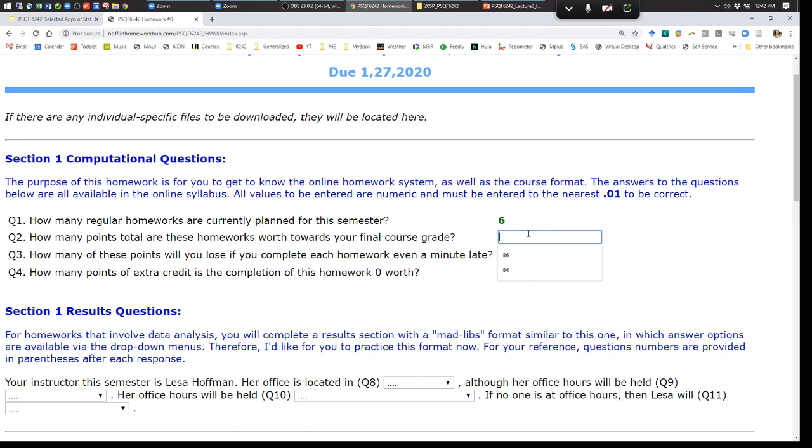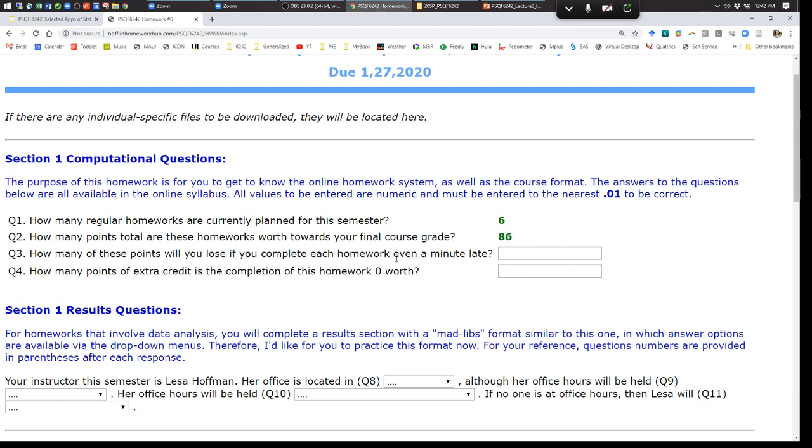3? 3 for being late. How many points total can you accumulate towards what's supposed to be 100 points? It's 86, yes. Oddly specific, I know, but I like to be precise. How many of these points will you lose if you complete your homework even a minute late? 3. And yes, it's the system that checks it against the time and date, so I don't have any control over that.